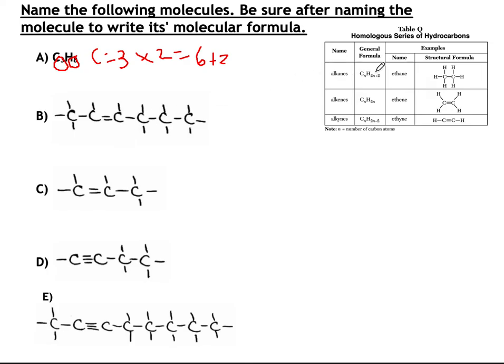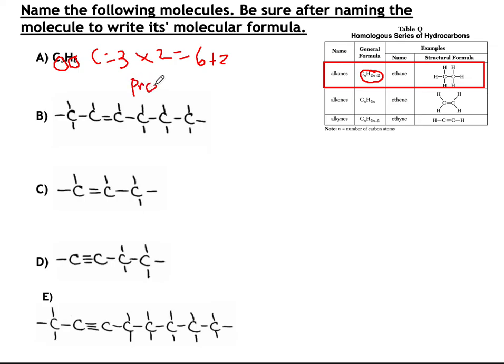So the number of hydrogens is 2 times the number of carbons, plus 2. We doubled the number of carbons and added 2. It is an alkane. So what does that mean? Well, it's going to end in ANE. How do we know what the prefix is? Well, there's 3 carbons, which relates to prop. So this is a good old propane.